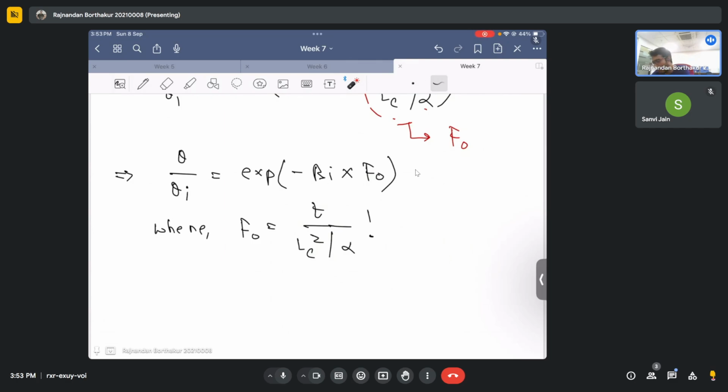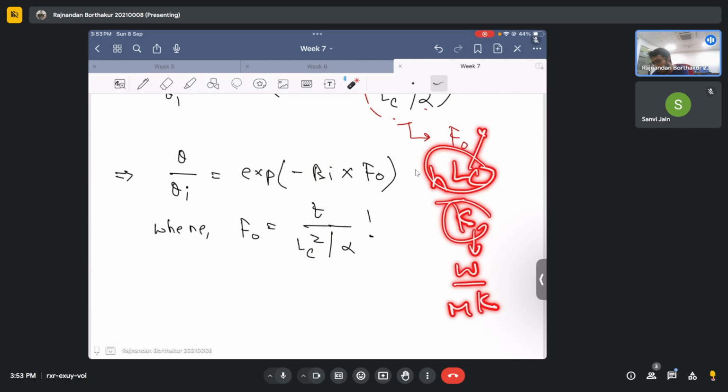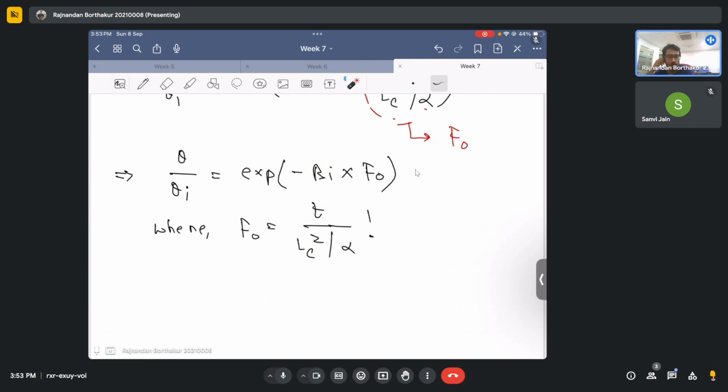And always remember, when you have an exponential term, the argument of the exponent always has to be dimensionless. You should remember that. In the same way, your Biot number is also a dimensionless number because h Lc by k is dimensionless. Your k has a unit of watt per meter Kelvin, and h Lc has a unit of watt per meter Kelvin as well, which means your Biot number is also dimensionless.